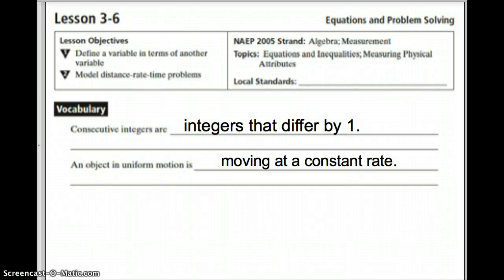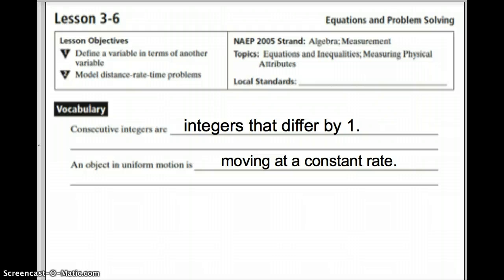The objectives for this lesson are to define a variable in terms of another variable, as well as model distance, rate, time problems. Basically, these are the dreaded word problems I've been warning you about. They're not actually that bad unless you're on a train that's going to collide with one another, then you might be in a little bit of trouble.